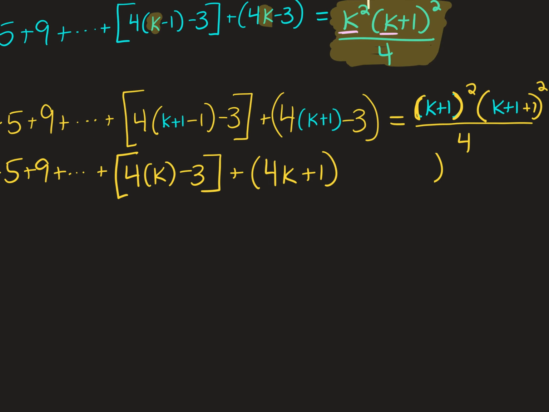Now on the right side, let's simplify this just a little bit. The k plus 1 squared, I'm not going to actually multiply anything out here. I'm just going to simplify what's in the parentheses. So k plus 1 squared is just fine. But then we have k plus 1 plus 1, which is k plus 2 squared over 4.